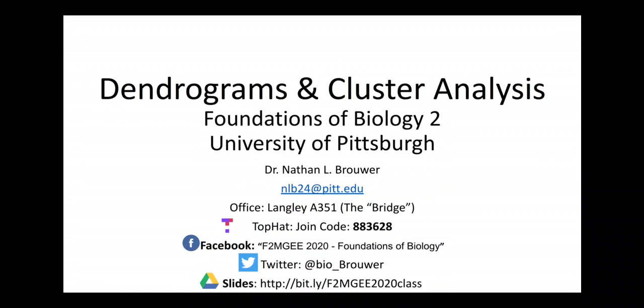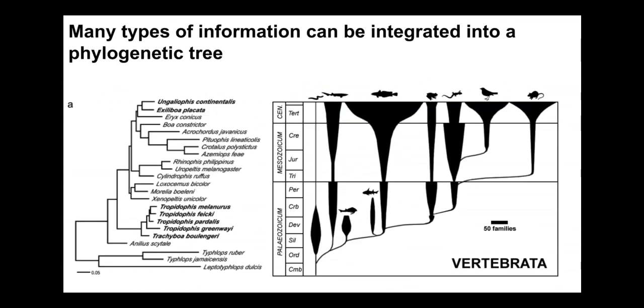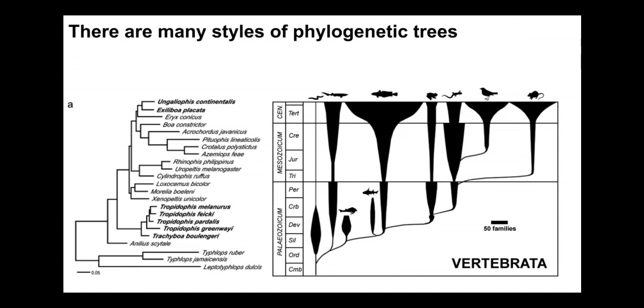In this video, I'm going to talk about dendrograms and cluster analysis. Dendrograms are a general group of trees. They aren't necessarily phylogenetic trees. And cluster analysis are a way that dendrograms are made. So there's many different ways that phylogenetic trees can be displayed, many different types of information that can be placed on phylogenetic trees.